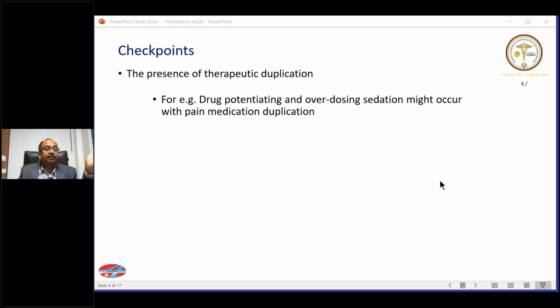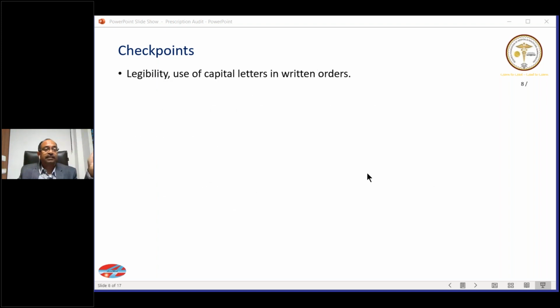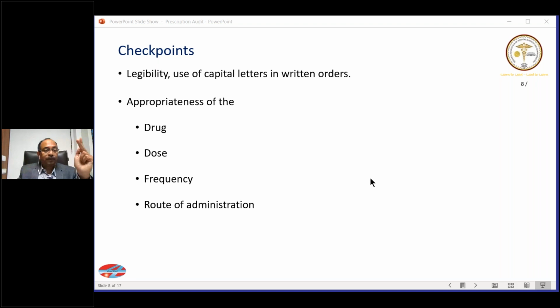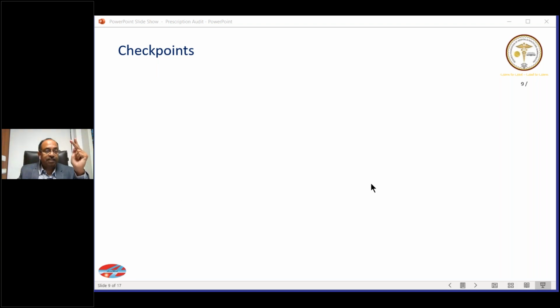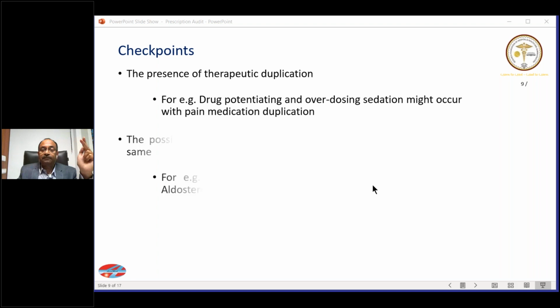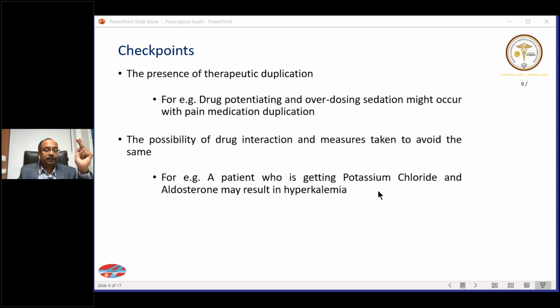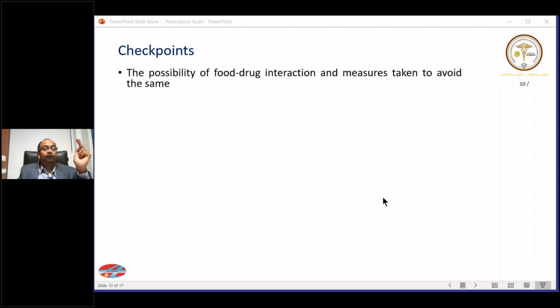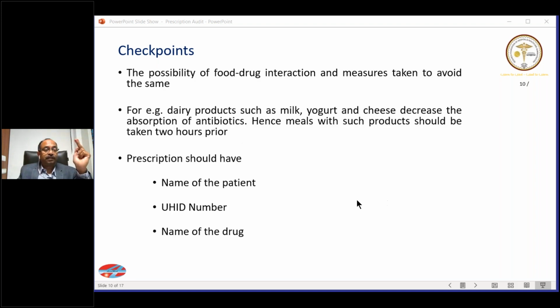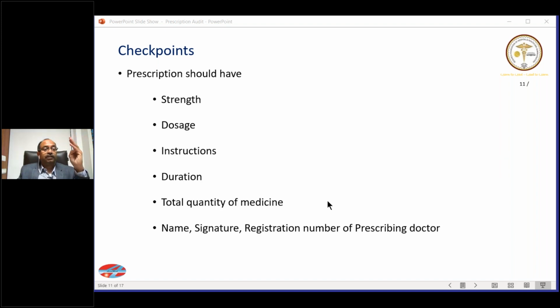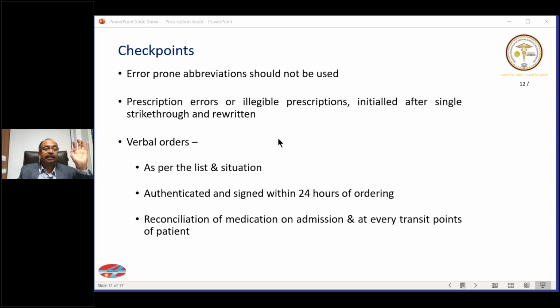Let me go back to the first slide. Yes. So we look for legibility. We look for appropriateness of drug, dose, frequency, and route of administration. We look for presence of therapeutic duplication. We look for the possibility of drug-drug interaction. We look for food-drug interaction. We look for the name of the patient, the UHID number, and the name of the drug. We look for the strength, dosage, instructions, duration, and the total quantity of medicine, and name, signature, and registration number. So these are the requirements, and then we have to check that error-prone abbreviations should not have been used.